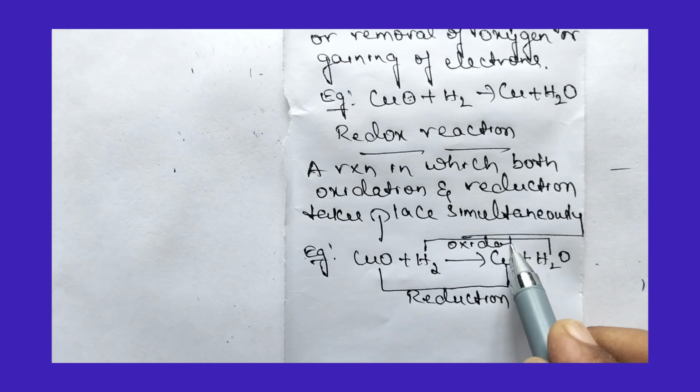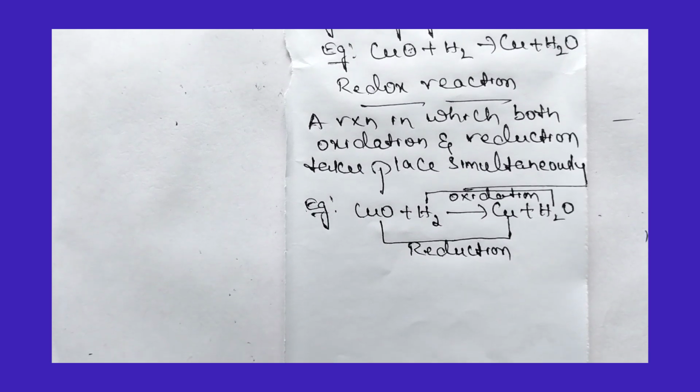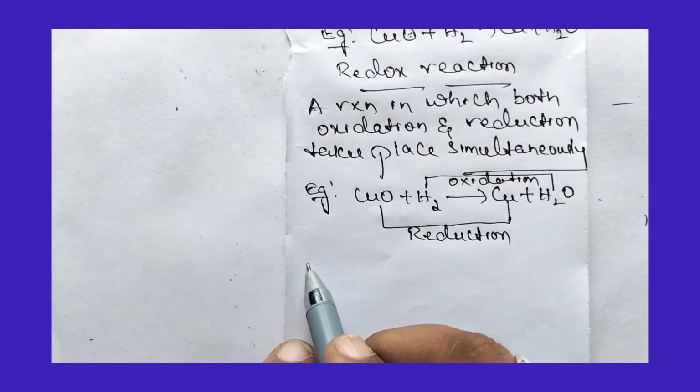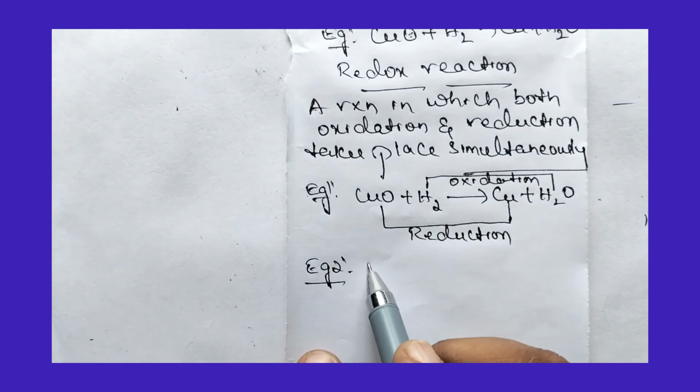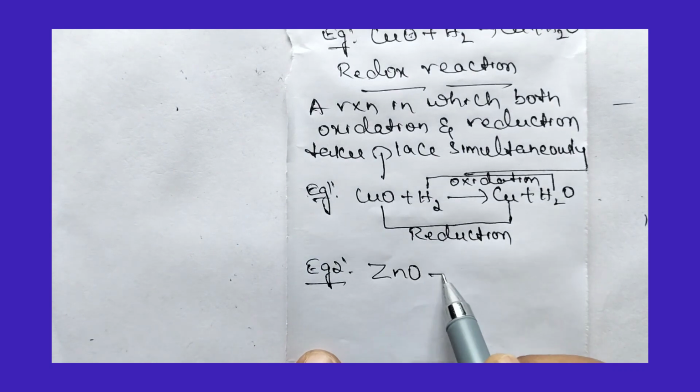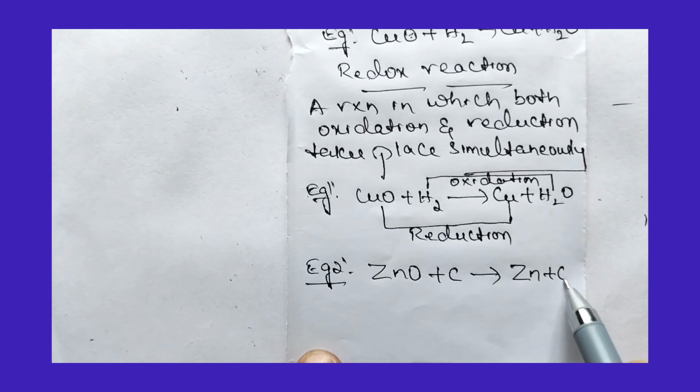So here both oxidation and reduction are taking place simultaneously, therefore such a reaction is called redox reaction. So this we now have to call redox reaction. Next, example 1 is done. Now I will take example 2. So ZnO plus C give rise to Zn plus CO.